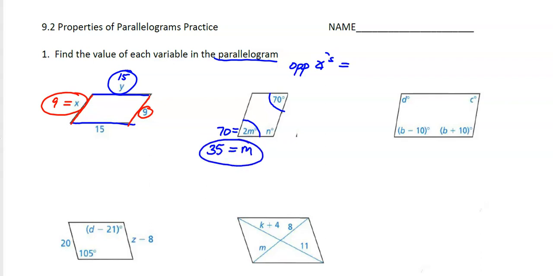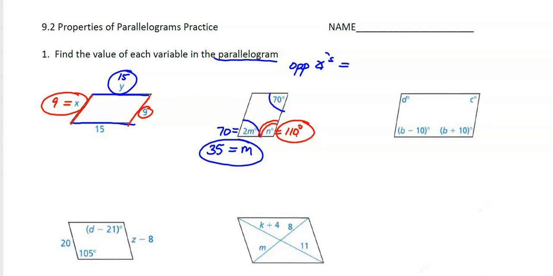Another property about parallelograms is that consecutive angles, angles next to each other, are supplementary; they add to 180. So I know that this 70 and this n have to add up to 180. So n's got to be 110. That way the 110 and the 70 make 180 degrees. So n is 110.